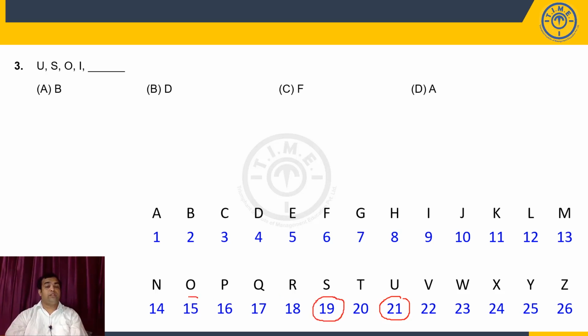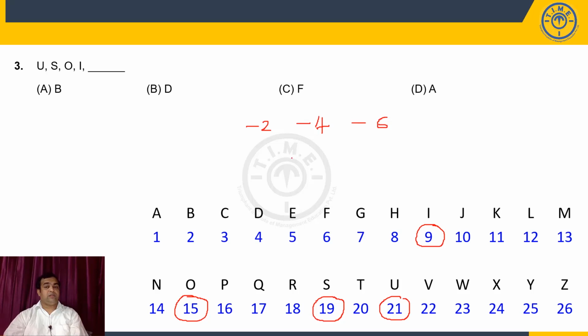19 to 15 means you are going 4 backward. So first was minus 2, 21 to 19 was minus 2, 19 to 15 was minus 4. After O, 15, I is number 9. Now from 15 you are going to 9. 15 to 9 means you subtracted 6. So you are going minus 6.